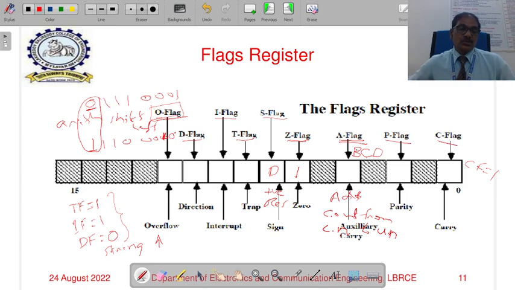So today we will stop at this point. We will continue in the next class with the architecture of the processor.